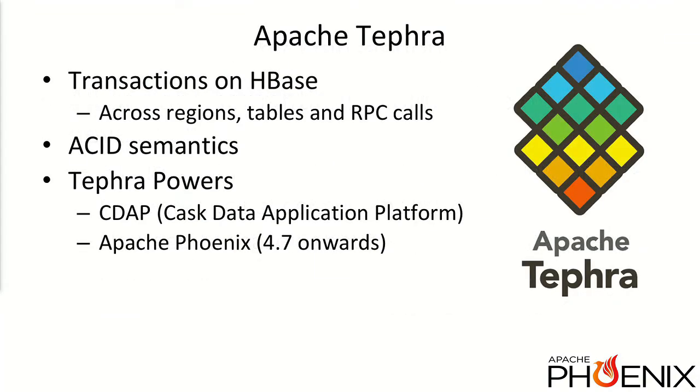Phoenix uses Apache Tephra as a transaction engine. We know that HBase has strong consistency for operations on a row or for some batch operations within a region. But HBase does not guarantee strong consistency for operations across regions, across tables, or across RPC calls. So Tephra fills in this gap by providing ACID semantics in these cases. Tephra is extensively used by the Cask Data Application Platform, or CDAP, and from Phoenix 4.7, Phoenix uses Tephra for transactions.